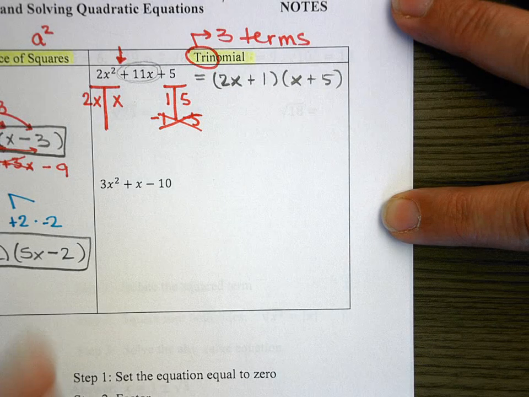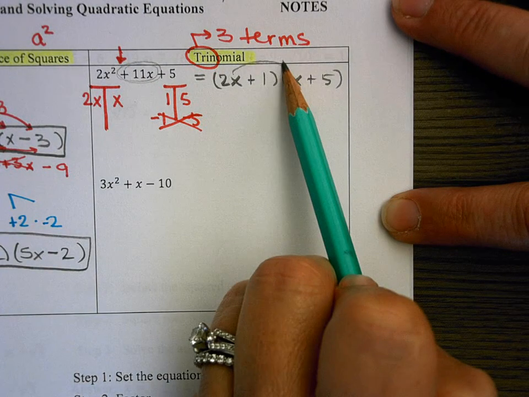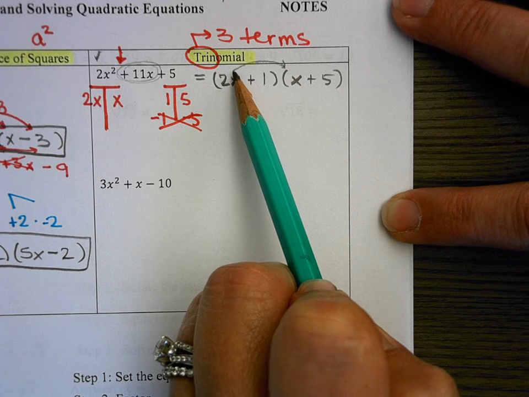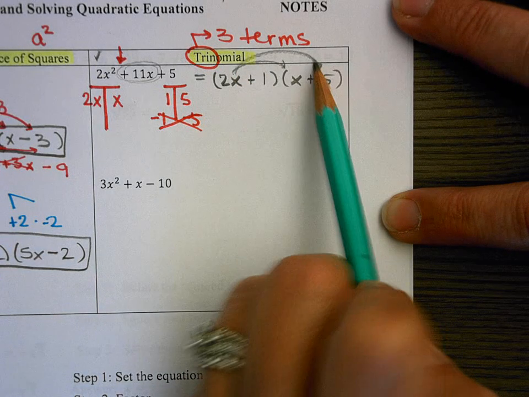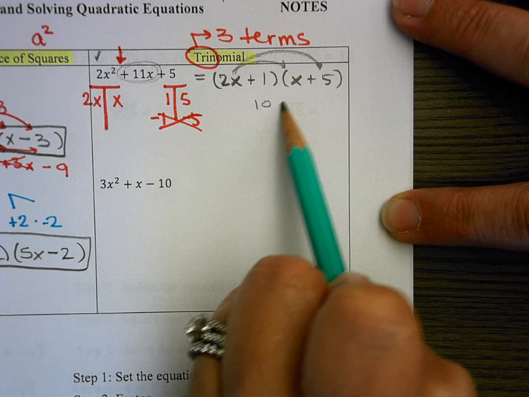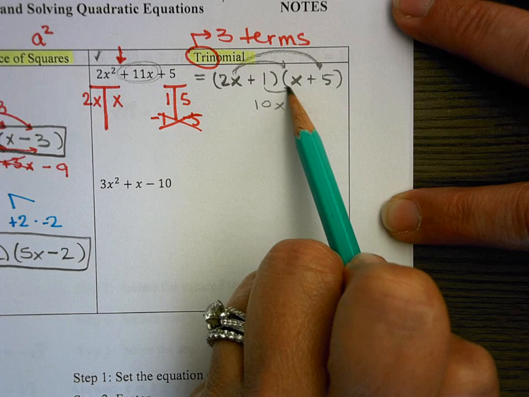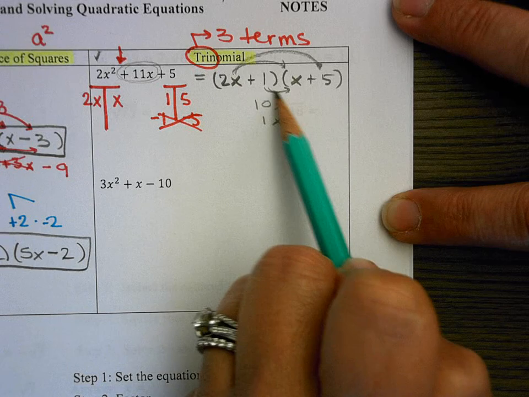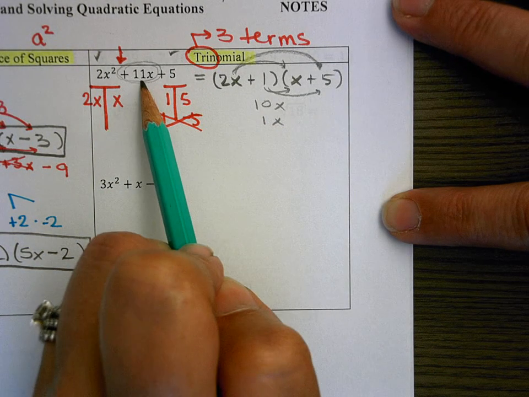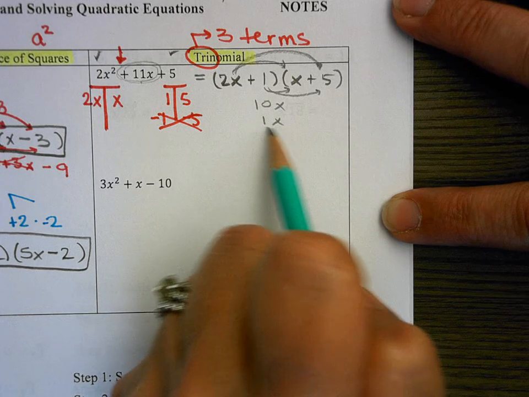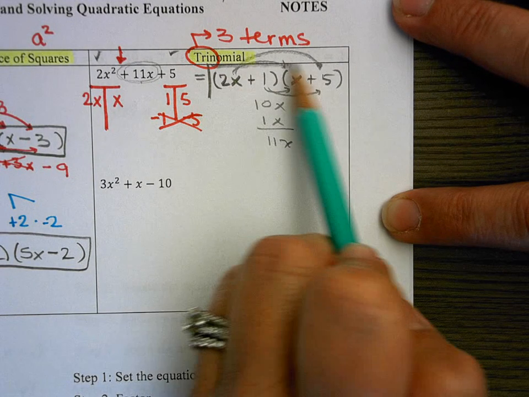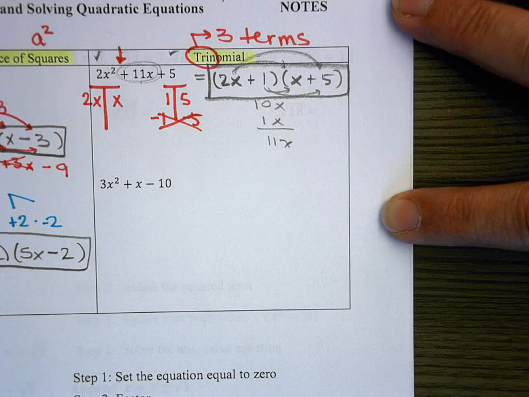So if I were to check this, I would have 2x squared, which, yay, that's good. And then here I would get 2x times 5, which is 10x, right? So that would give me that 10x value. And then I would get a 1x here, and then 1 times 5, which is 5, which is that guy there. So did this also give me the 11x? And it did. So this adds to 11x, so then I know this is the correct factor. Okay, so that would be my correct factoring.